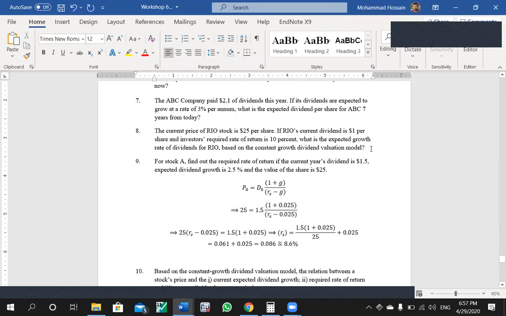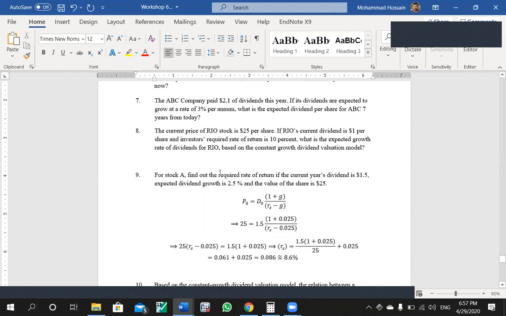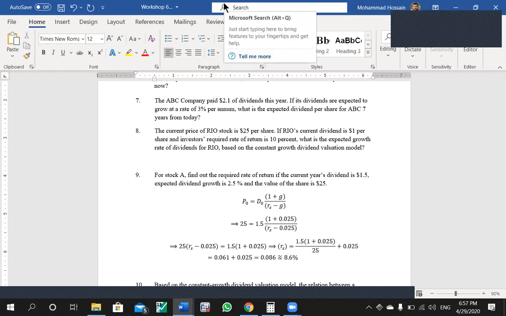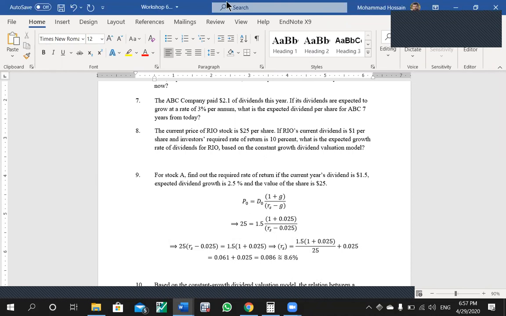And how about number 8? The current price of RIO stock is 25 per share. If RIO's current dividend is $1 per share and the investor's required rate of return is how much?